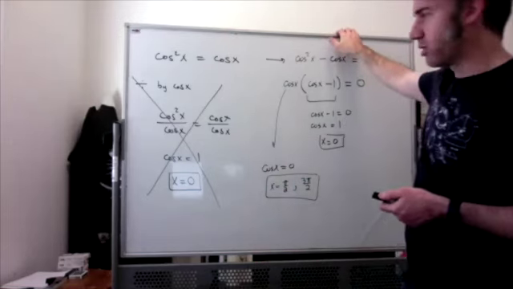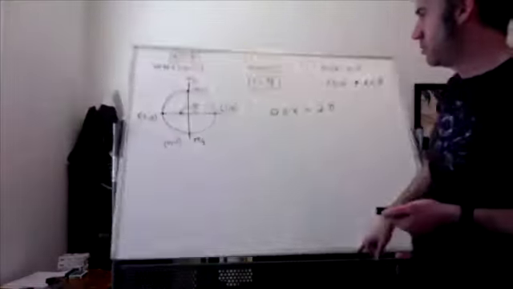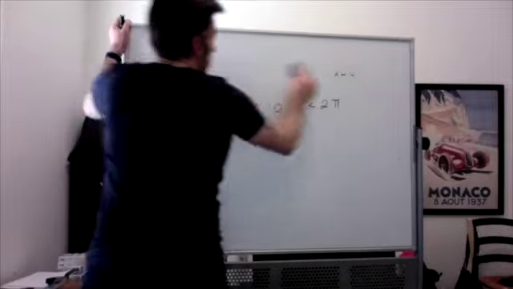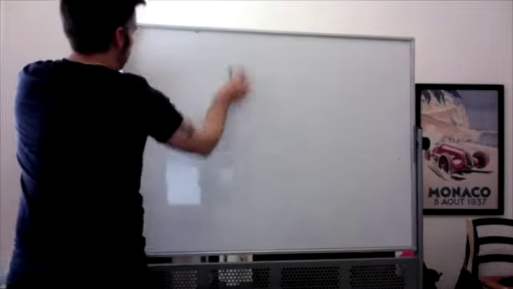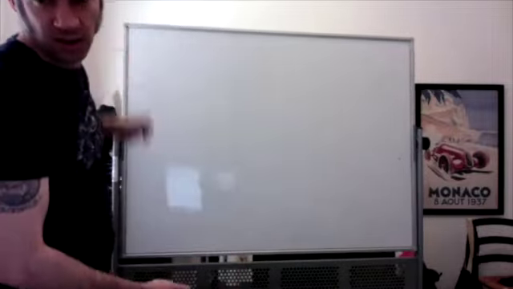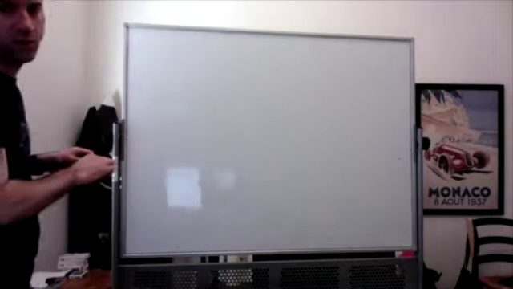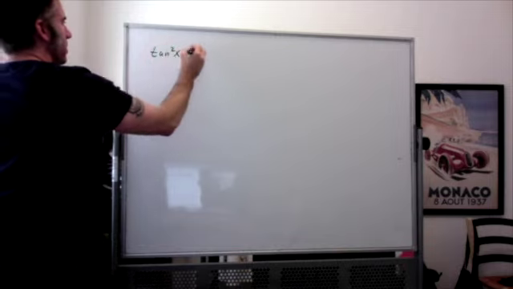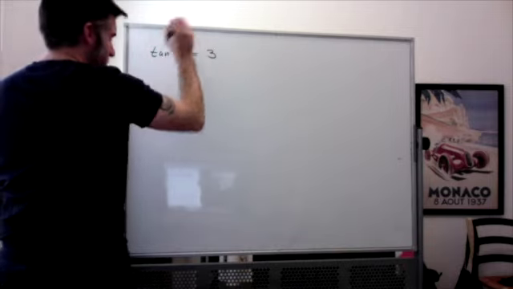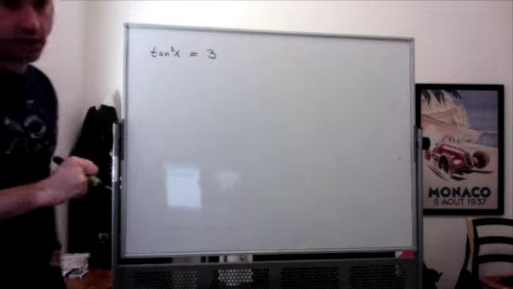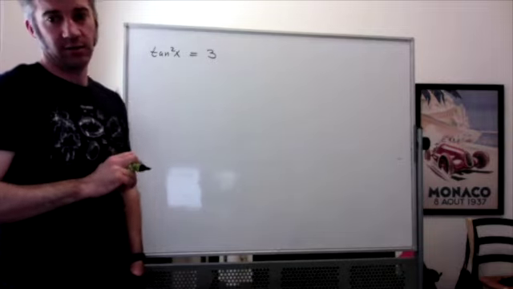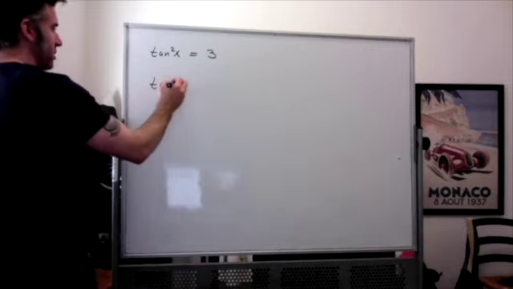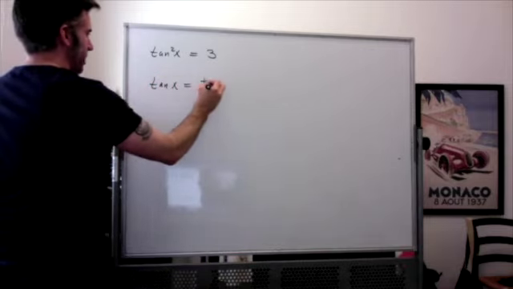Yeah, let's look at some more. Let's say we have tangent squared x equal to 3. Okay, you can square root both sides here. That would be okay. You can write this as tangent of x equal to plus or minus the square root of 3.